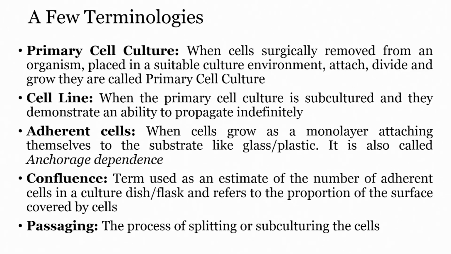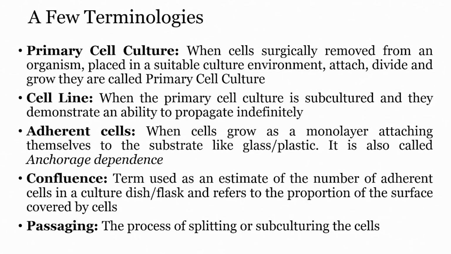Adherent cells are cells that grow as a monolayer, attaching themselves to a substrate like glass or plastic. It is called anchorage dependence. Anchorage dependence is like anchoring, right. Because the cells will stick to the glass or plastic in a monolayer. Next term comes as confluence.